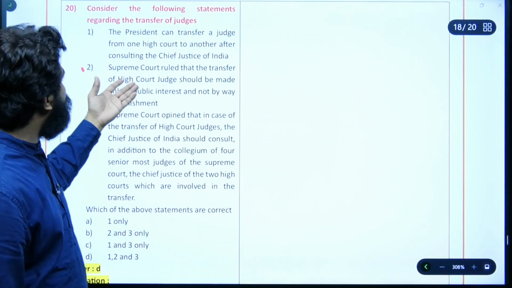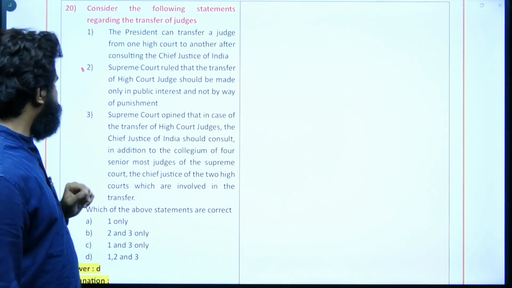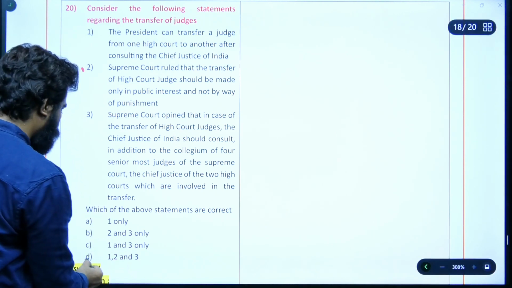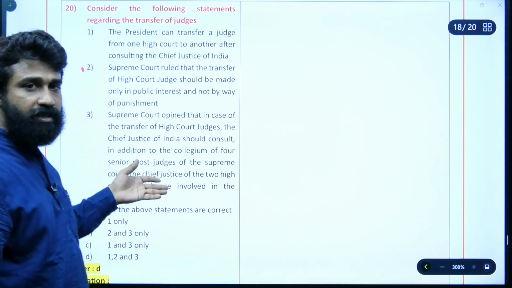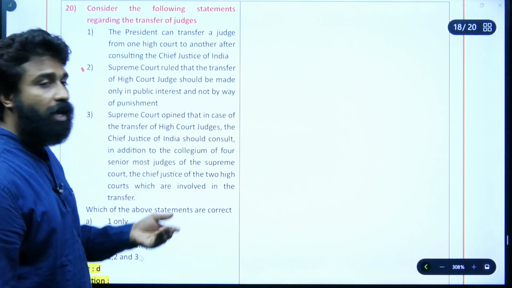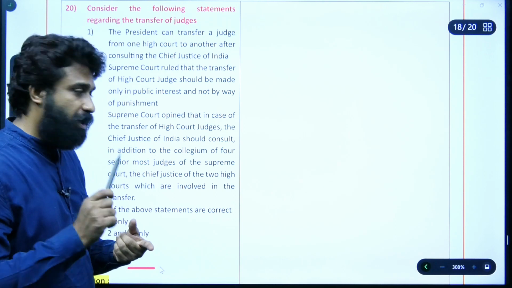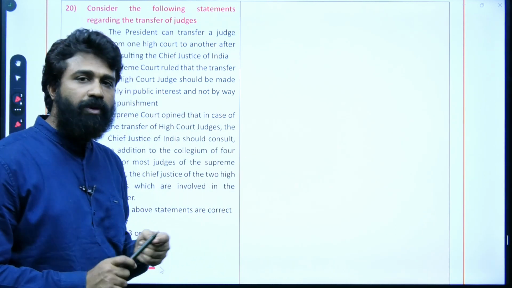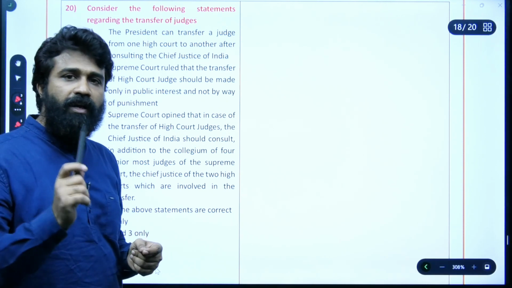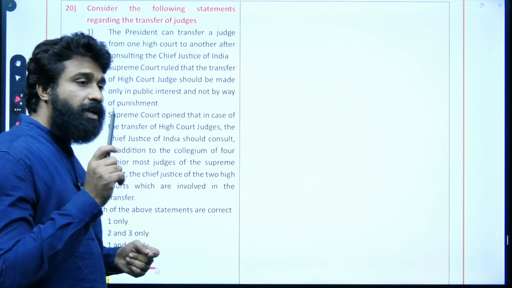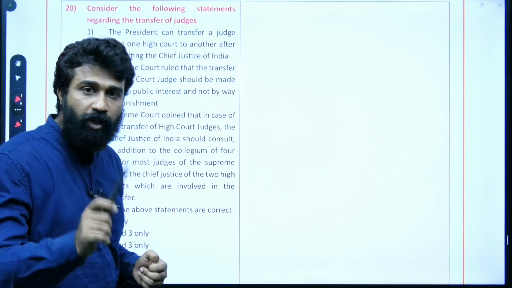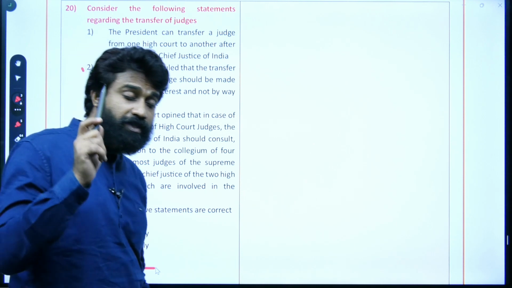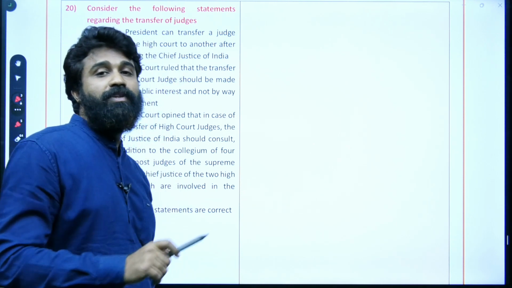Next, the 20th question, regarding transfer of judges. This is the first, second and third judges cases regarding transfer of judges. The Third Judges Case talks about how transfer of high court judges should take place. There should be a collegium of 5 judges in the Supreme Court, chaired by the Chief Justice of India, and he will also consult the chief justices of 2 high courts.